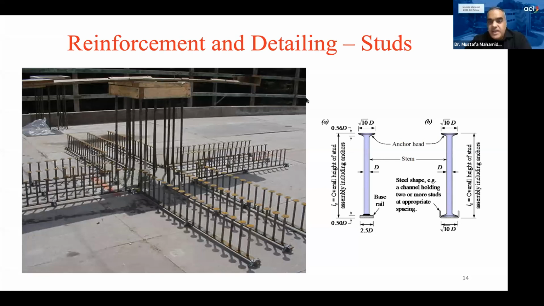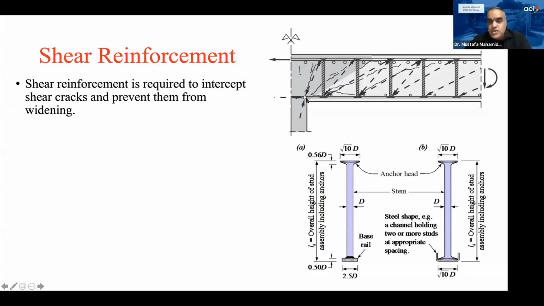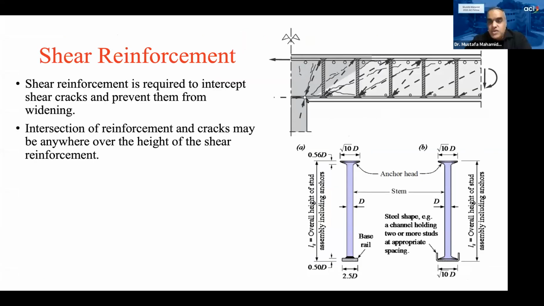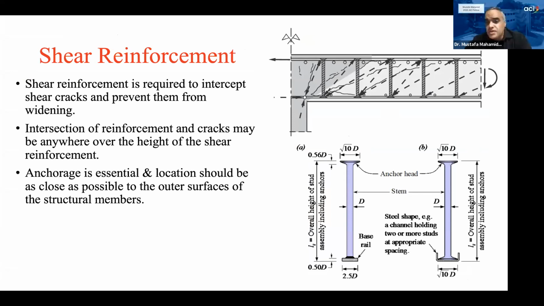And the cracks may happen anywhere along the depth of the slab. The anchorage is essential at the bottom and at the top of the slab. The anchorage is achieved by the heads, as you can see, the heads at the top and the bottom of the studs, and also by the bends of the hooks if we are using stirrups.